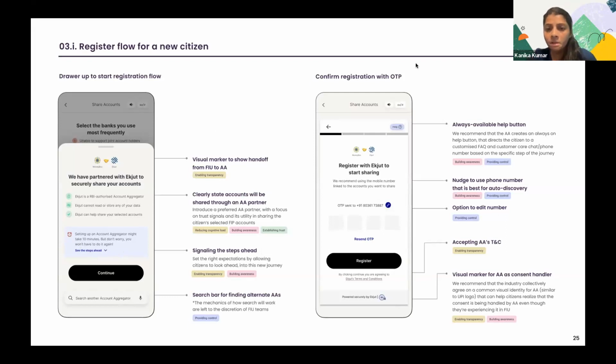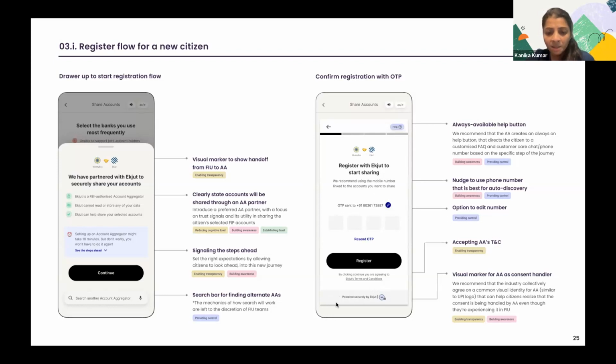And on the right hand side here, you'll see that once they select continue, they receive an OTP, but to highlight, just above the OTP, which number they're linking to, assuming that the FIU already has access to this number. But also give them the option to edit the number if they need to. And this is possibly a moment to really highlight the help or access to help button, just in case they have questions or they want to make sure that they're following the right steps.